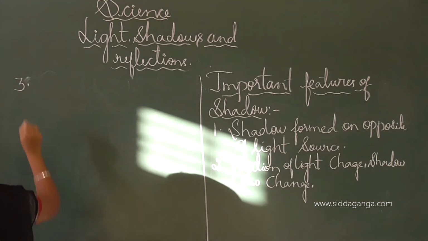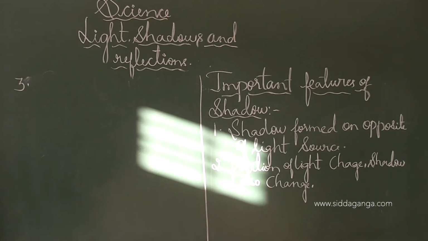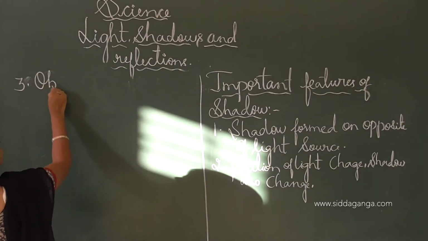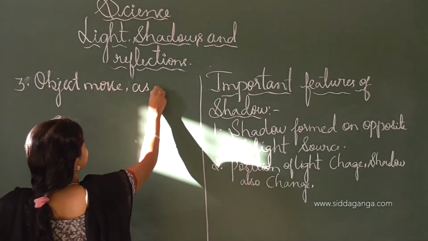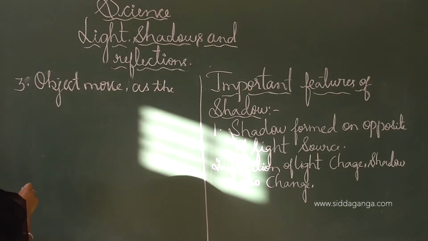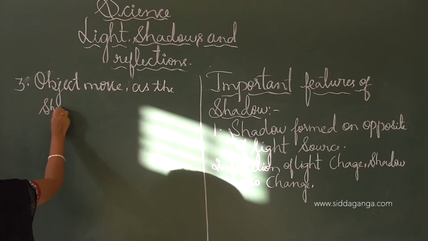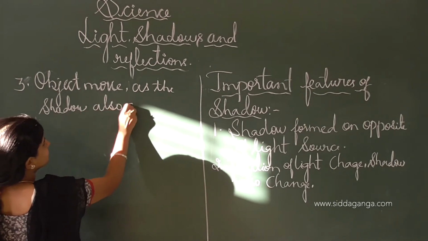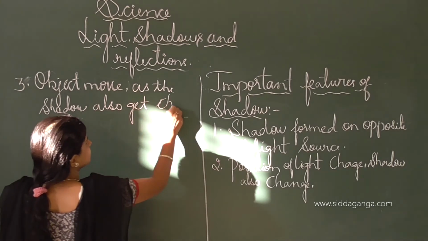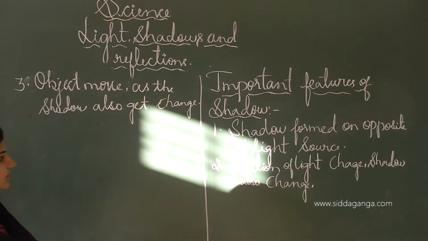And the third important feature is when an object moves, its shadow also gets changed. As the object moves, the shadow will also get changed. This is the third important feature of the shadow.